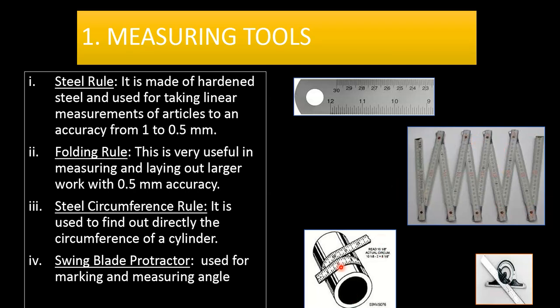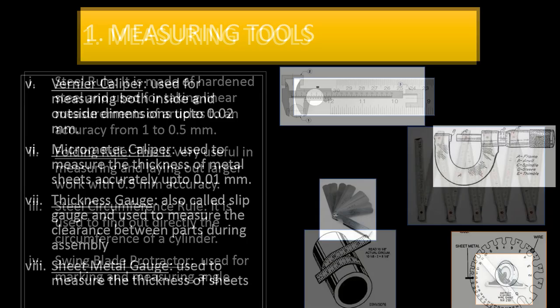After that, we have the circumference rule over here, which is used to directly find out the circumference of circular components. Circumference is nothing but the perimeter of cylindrical or circular surfaces or components. Clear? So this is the circumference rule. It has a kind of foldability, or the material is such that it can easily twist around circular surfaces. After that, we have the protractor, which is commonly used for marking and measuring different angles.